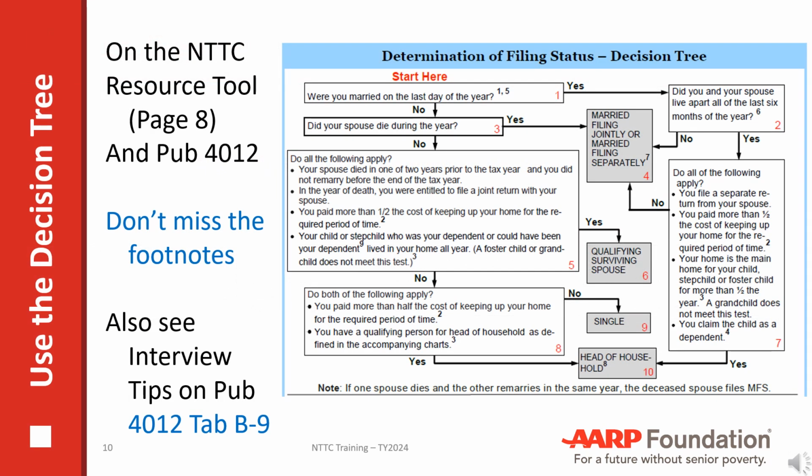On this slide, we have a graphic of the filing status decision tree that appears on page 8 of the qualifying child, qualifying relative resource tool that you should all have at this point. You can also find a similar graphic in your Volunteer Resource Guide, Publication 4012, under Tab B as in boy. There are also some very well written interview tips on page 9 of Tab B.